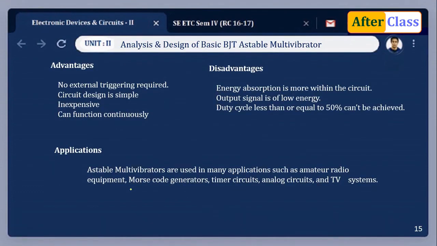Move on to the advantages and the disadvantages. The very first advantage is we don't require any kind of triggering here for an astable multivibrator, whereas in the case of a bistable or monostable we do require triggering pulses to change the states of the output waveform. The circuit design is very simple. All passive components except the transistors Q1, Q2, and it will function continuously. These are the disadvantages. The third one is the important one, which we already have discussed. We cannot get a duty cycle less than 50%. And these are the applications. You can go through the applications.